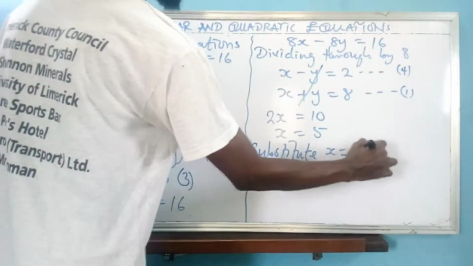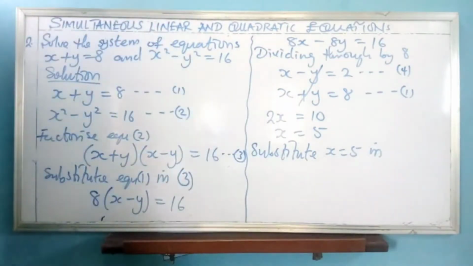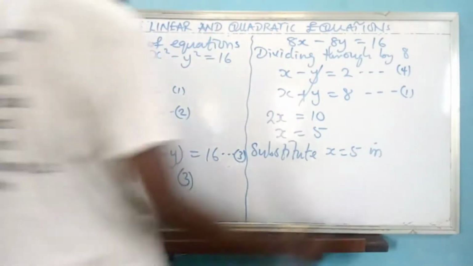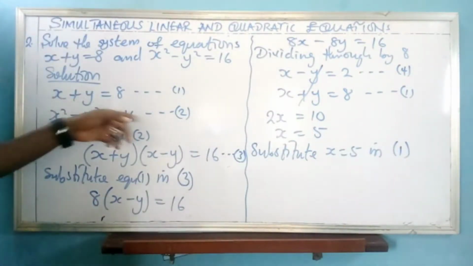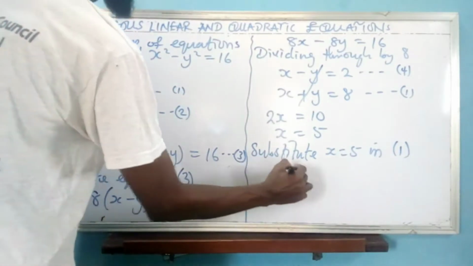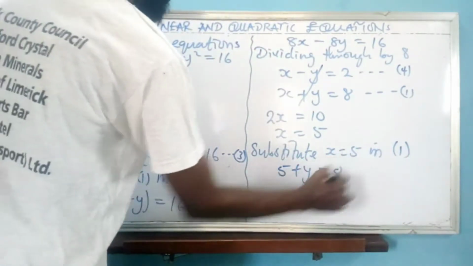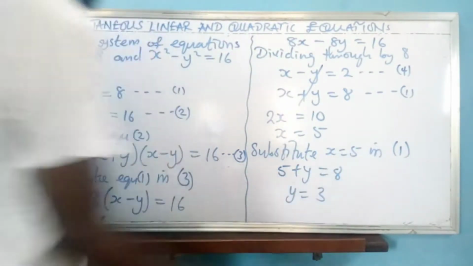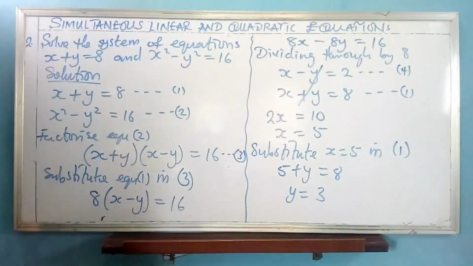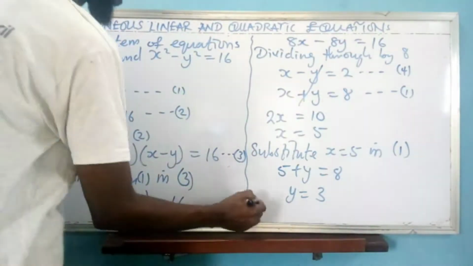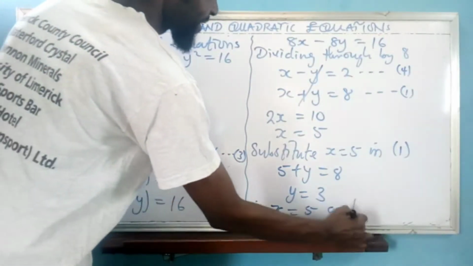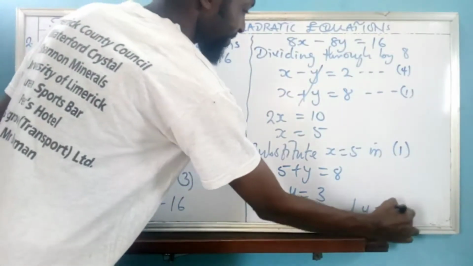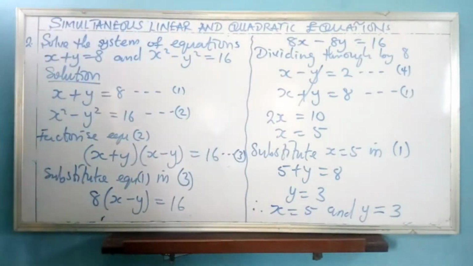Substitute x equals 5, go back to any of the equations that you like. Equation 1 is very simple, so let's use equation 1. Equation 1 says x plus y equals 8, and our x is 5, so 5 plus y equals 8, y equals 3. That's very good. We've gotten our answer. Therefore x equals 5 and y equals 3. As simple as that. Do you see it now?